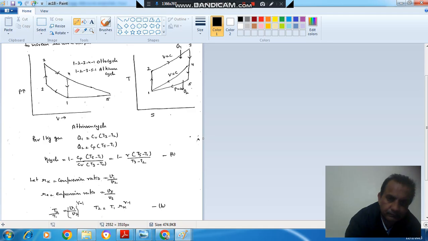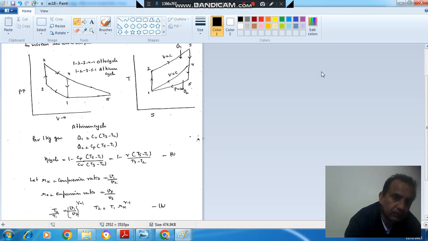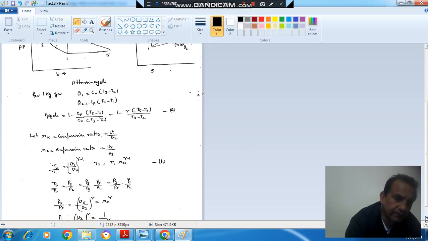If we consider process 1 2, that is an isentropic process, so T2 by T1 is equal to (V1 by V2) raised to power gamma minus 1, or T2 is equal to T1 rk raised to gamma minus 1, because rk is V1 by V2. Now T3 by T2, this is your constant volume process. Constant volume means V3 is equal to V2, so we apply the gas equation, then T3 by T2 will be equal to P3 by P2. We divide and multiply by P5, then it will be P3 by P5 into P5 by P2, that is P3 by P5 into P1 by P2.